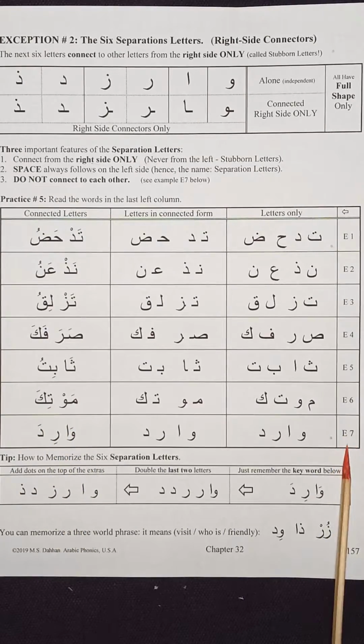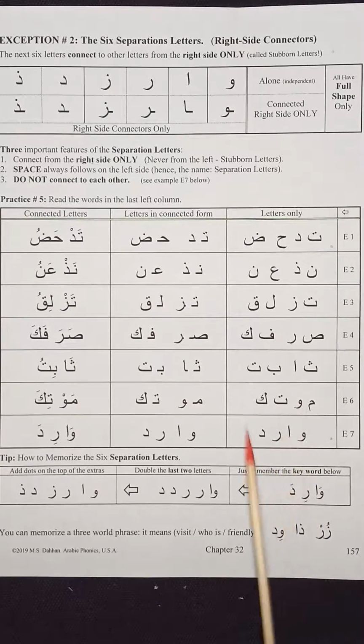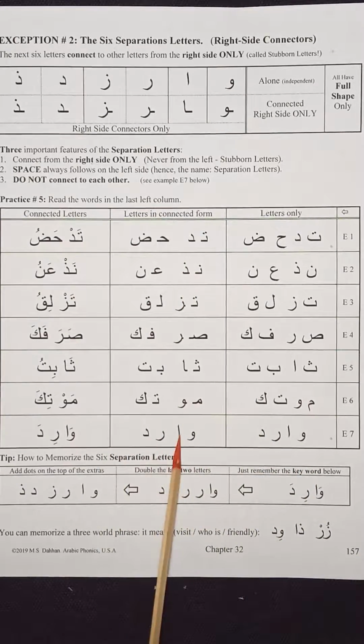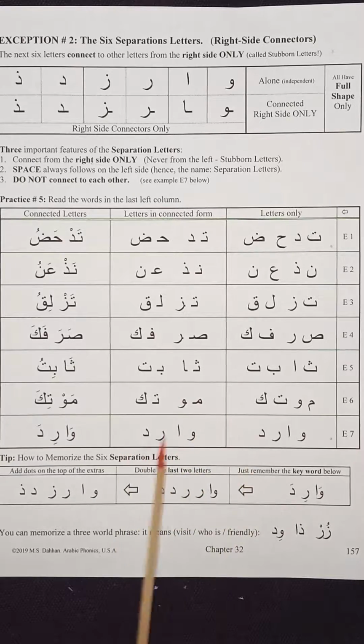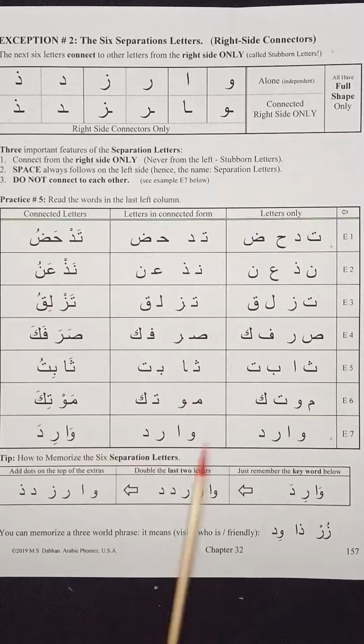And here we go. Example number 7. All of them are separation letters, and we put them there. You notice they won't touch. Nobody has any connection. There's nothing changed, right? And we threw some vowels here. Remember this.